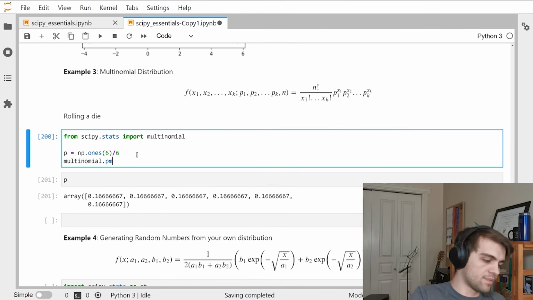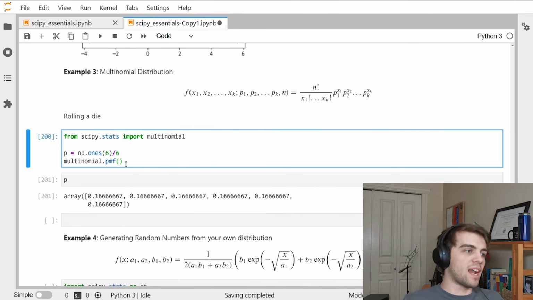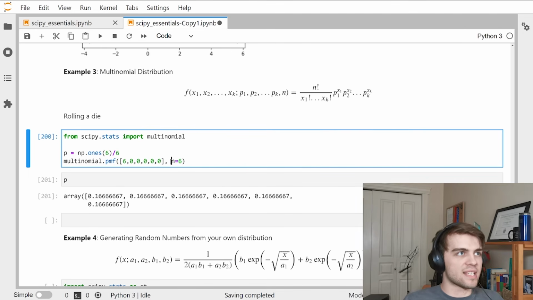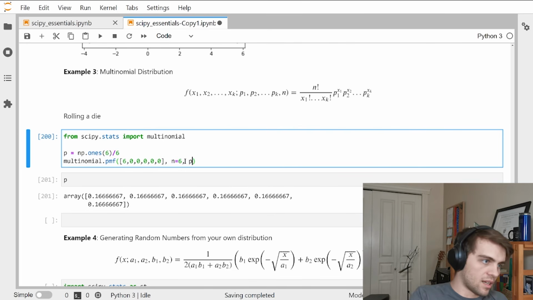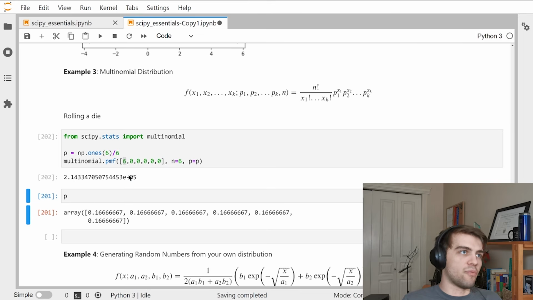dot pmf. This is the probability mass function, like the probability density function. And I can say, well, what's the probability of getting, for example, 6 ones and 0 of everything else, given that n equals 6. So this is, I roll the dice 6 times. There's equal probability of each roll. What's the probability that I roll 1 6 times in a row? Very, very low, right? So this can be used to evaluate specific things.